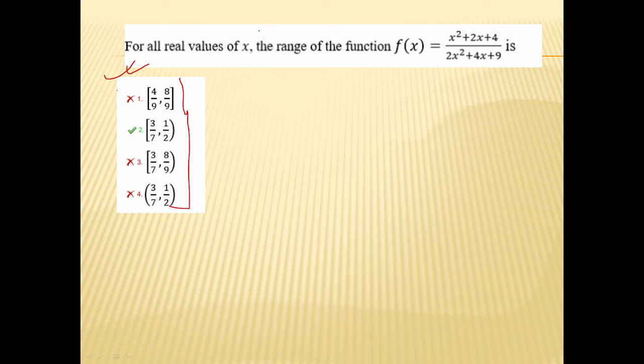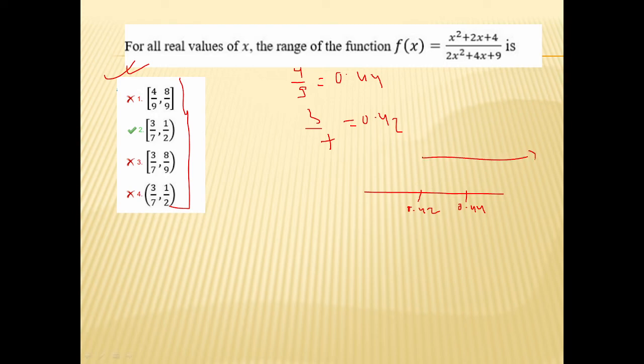First option, 4 by 9. You can see that there is 4 by 9 and 3 by 7, and 3 by 7 is there only in some options. What is the value of 4 by 9? 4 by 9 is approximately 0.44 and 3 by 7 is approximately 0.42. On the number line, 0.42 will come somewhere here and 0.44 somewhere here. Since this is the minimum value, from here to the right we will be approaching right. So if this value satisfies, then ultimately this will satisfy.